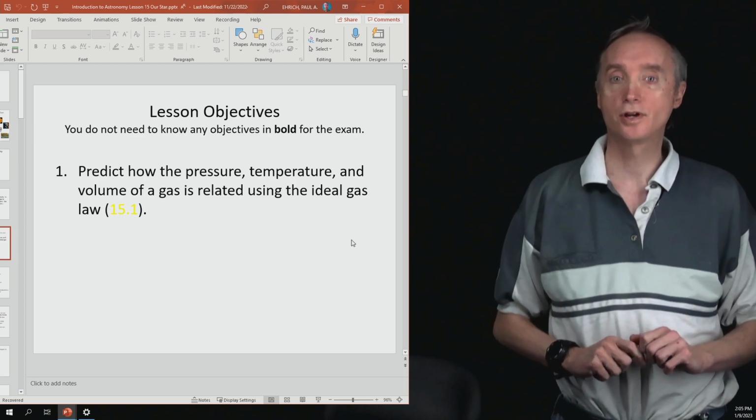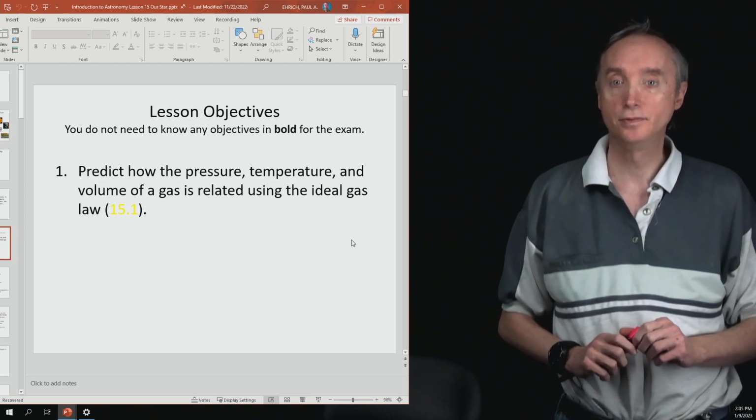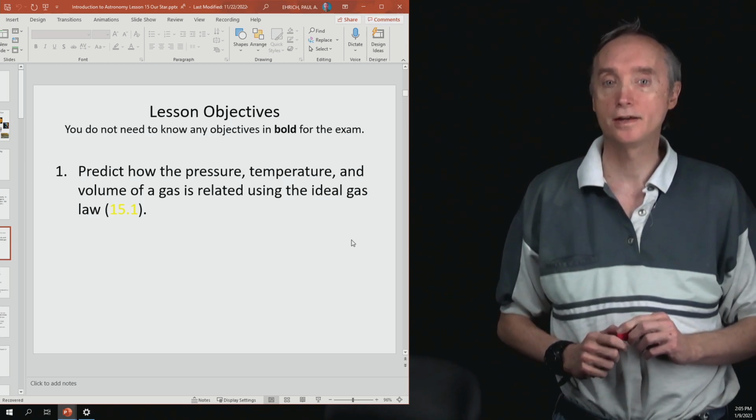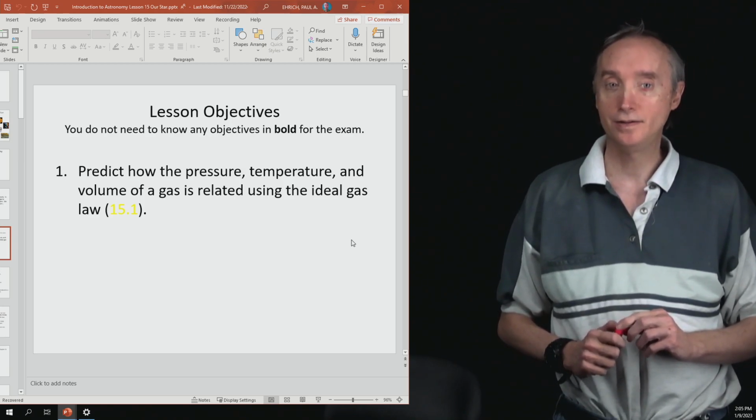So here's your lesson objectives for this particular lesson. We're going to predict how the pressure, the temperature, and the volume of a gas is related using the ideal gas law.